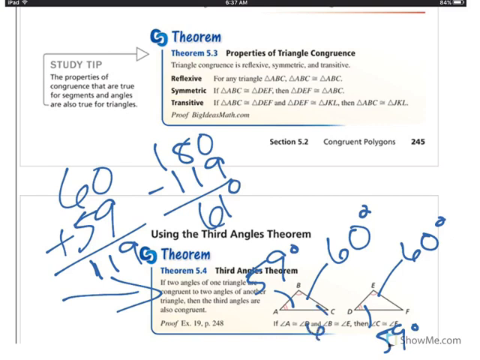You would get 61 degrees. So that means this third angle has to be 61. Well, you see that we have 60 and 59 as well, so we know the third angle has to be 61 as well. So instead of having to do that every single time, we just know the third angles theorem.